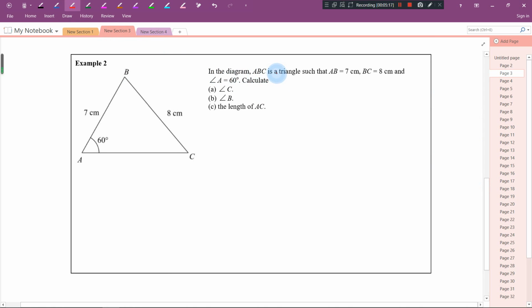In the diagram, ABC is a triangle such that AB is equal to 7 centimeters, BC is equal to 8 centimeters, and angle A is equal to 60 degrees. We want to find angle C. Okay, so we want to find this angle. So now the question is asking us to find angle, I will put angle on the top. Sine angle C over 7 is equal to sine 60 over 8.